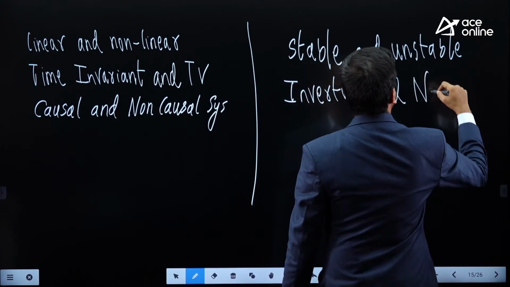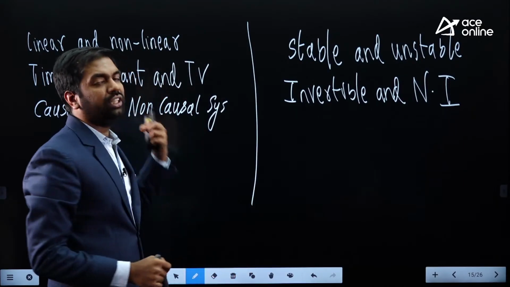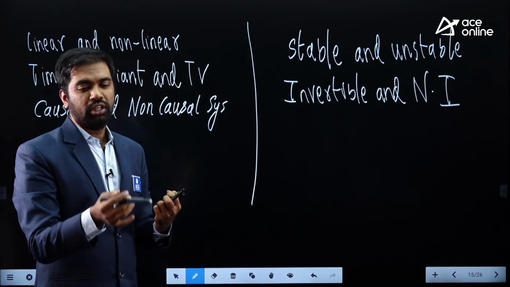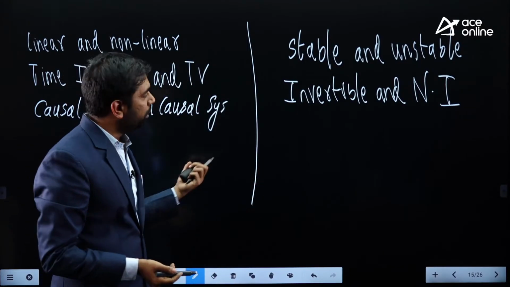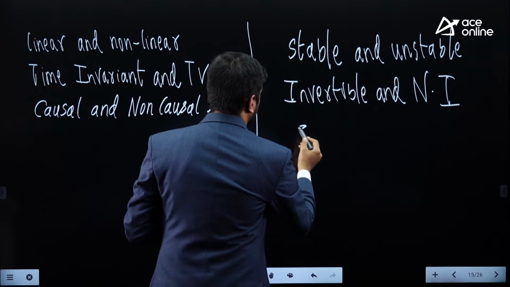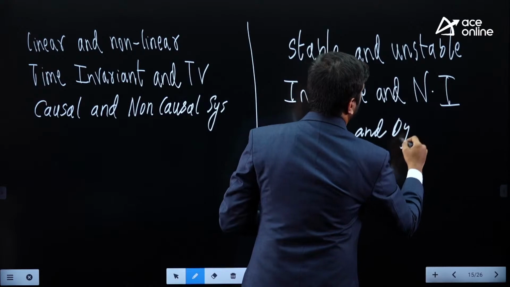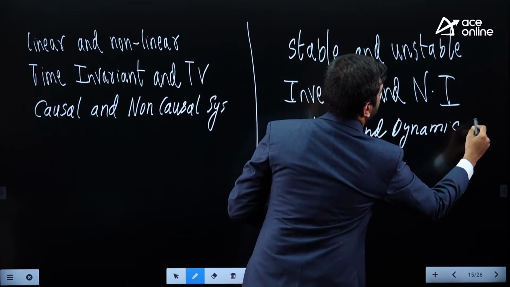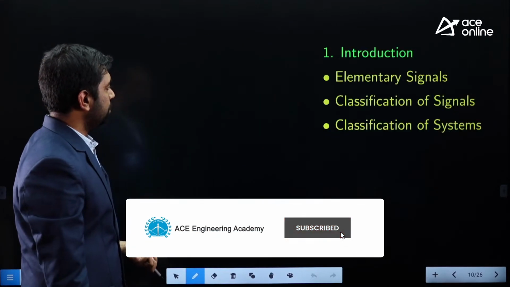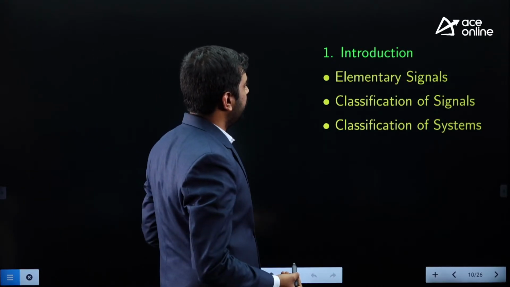and non-invertible systems. So look at this: linear and non-linear, time invariant, time variant, causal, non-causal, stable, unstable, invertible, non-invertible. You should also know about static and dynamic systems. So this is how the systems are classified. In this introduction section, you're supposed to learn all this.